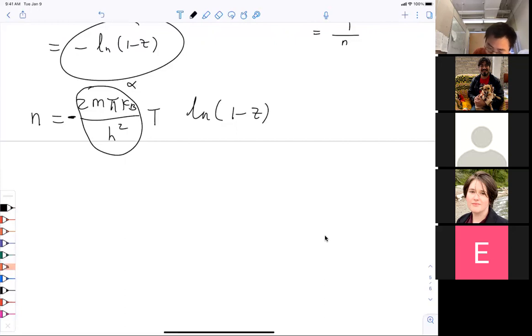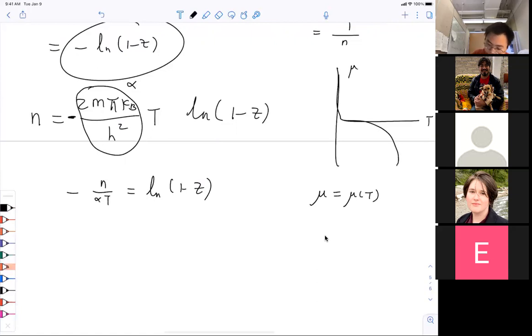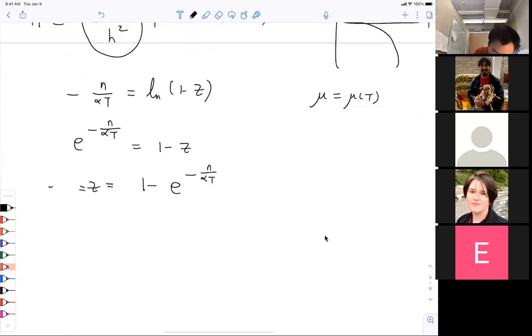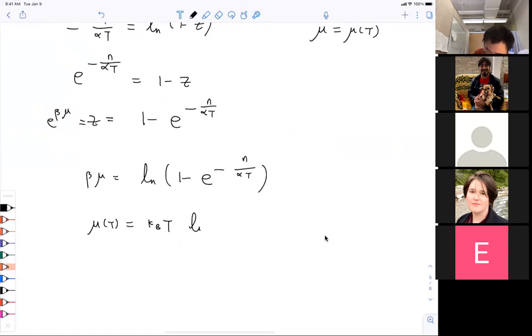And I can solve for z. So this is minus n alpha t equal to log(1 minus z). Remember, the purpose here is to obtain the chemical potential as a function of T, so we can draw this curve, right? For all temperatures. Then let's take the exponential on both sides. And this equals 1 minus exponential of minus alpha t. And this is exponential of beta mu. So I take a log. So mu as a function of T is given by this.